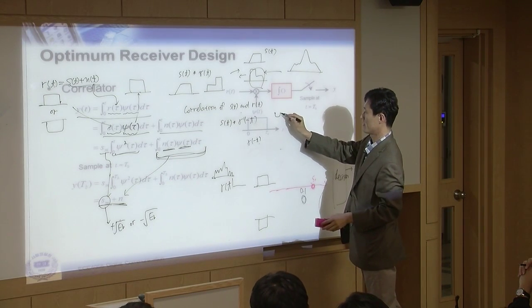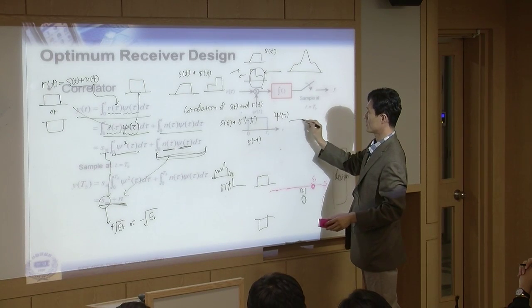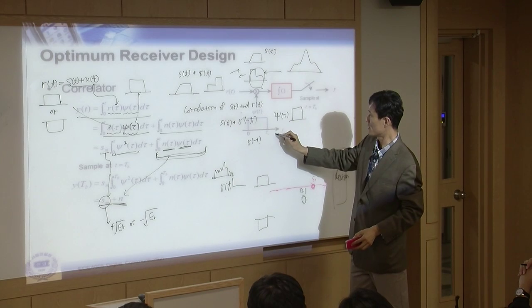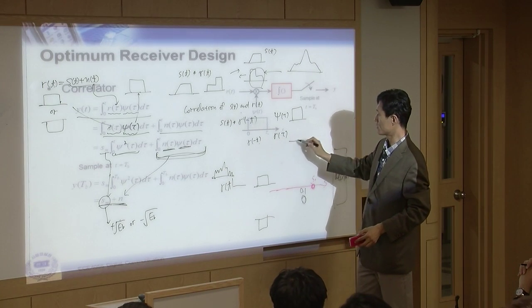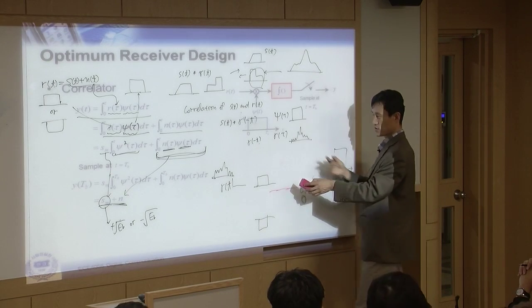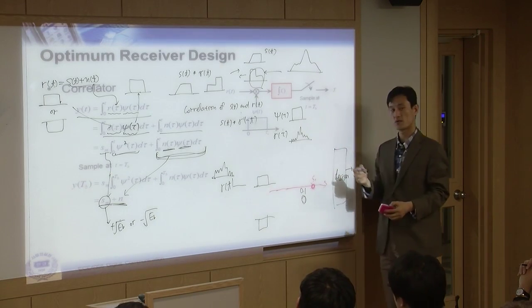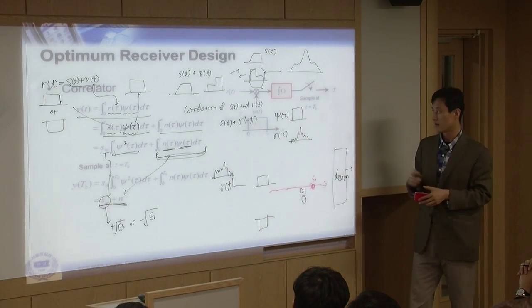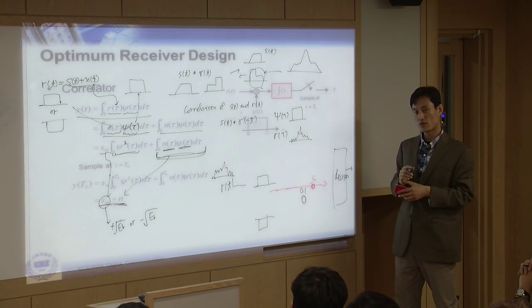We have phi tau. That looks like this. And the first input is R tau. That looks like something like that. That's what we receive. Because we have a lot of noise, we probably receive this kind of thing. Let's calculate correlation. In that case, how would you do that?